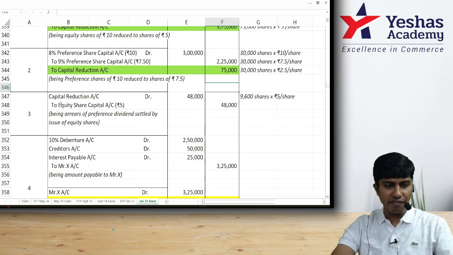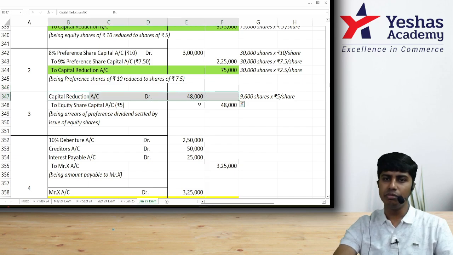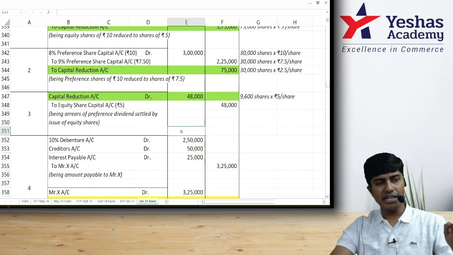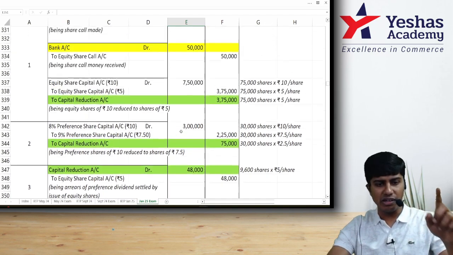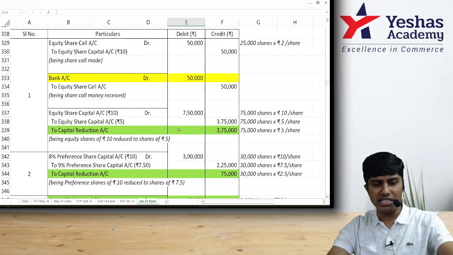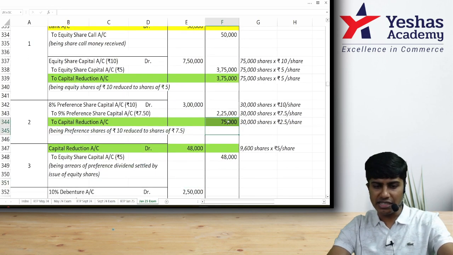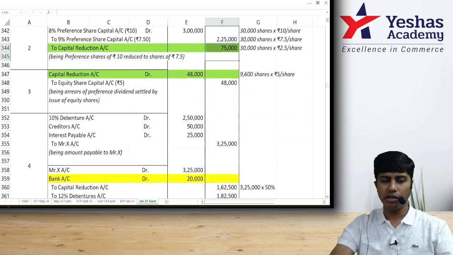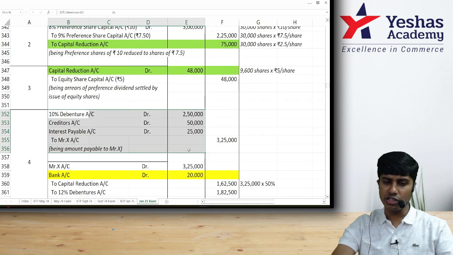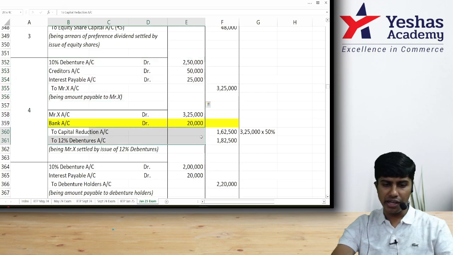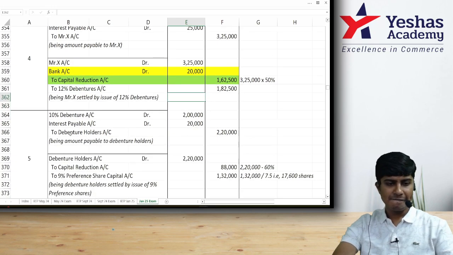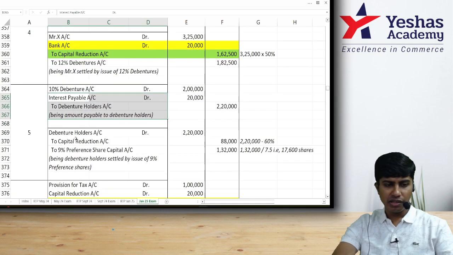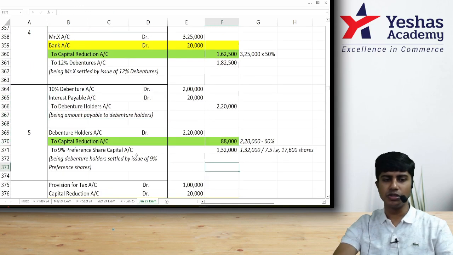And here I have debit 48,000, meaning plus 48,000. Minus for credit, plus for debit. Whoever has not done, I'll tell once again. Start with minus 375. Again do minus 75. Now do plus 48. And now continue. This entry there is no capital reduction. Here again credit. You do minus 1,62,500. Understood? Again here nothing. Here you do again minus 88,000.